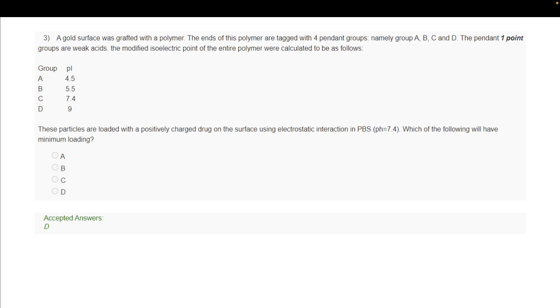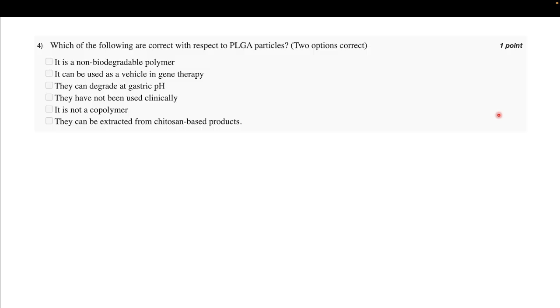Okay, then we'll discuss the next question. Which of the following are correct with respect to PLGA particles? This is again a multiple choice question, so more than one answer is correct. We have to choose two correct options regarding PLGA particles. Read through the options, take your time, and then we'll discuss.